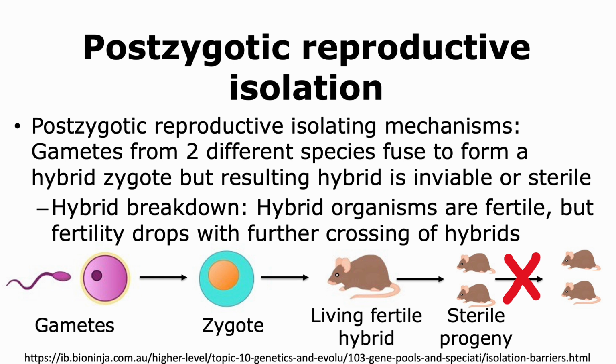Another type of postzygotic reproductive isolating mechanism is hybrid breakdown. In this case, a hybrid zygote is formed from the gametes of two different species. This hybrid zygote is able to develop to form an organism. This hybrid organism is in fact fertile. However, the fertility drops as the successive generations proceed. Usually, in the case of hybrid breakdown, after 2 generations, the resulting progeny is unable to reproduce their own kind, and hence there are no further generations that are formed.